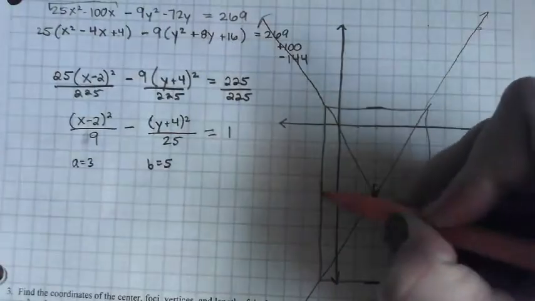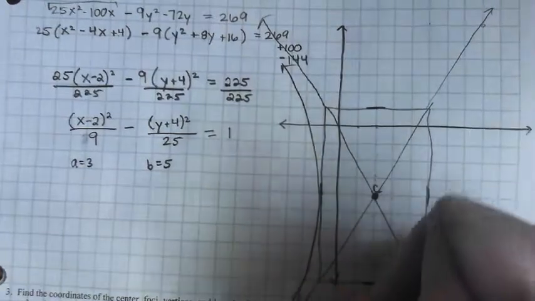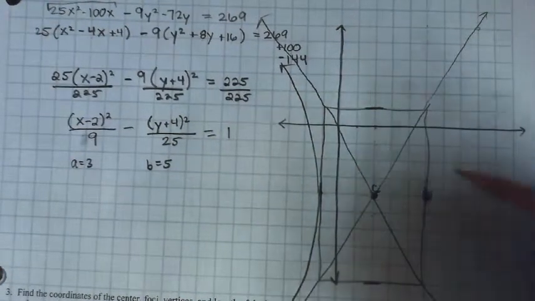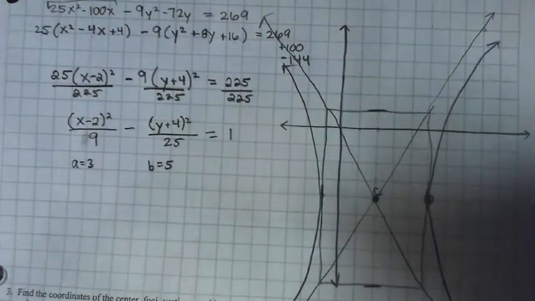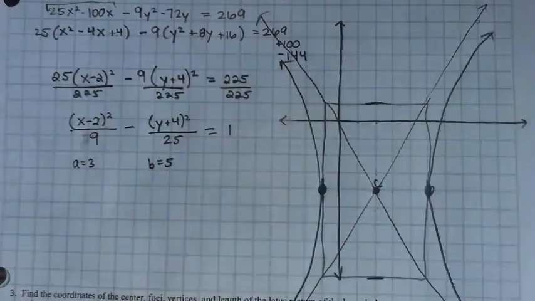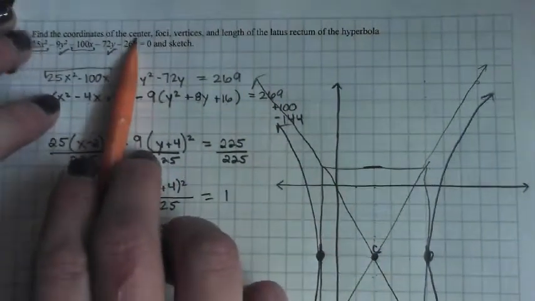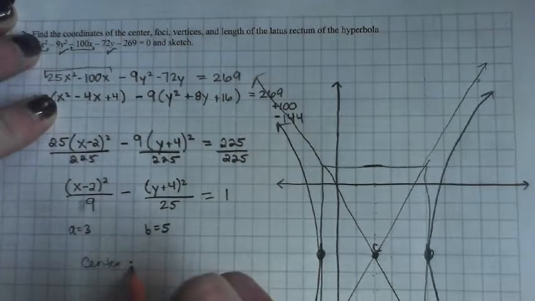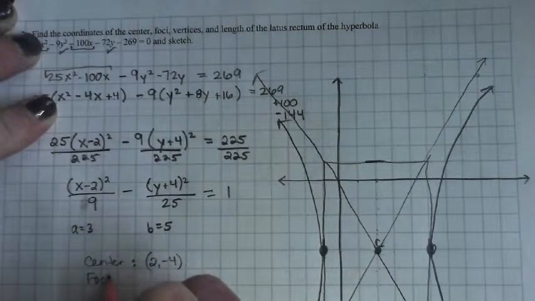So just going right here, there's a vertex, and it's a pretty wide one at that. And then here's the other vertex on the edge of the rectangle. Again, it's pretty wide because it has to follow those diagonals as asymptotes. So if I'm listing off the points up here, the center we said was 2, -4. The foci we have not yet found.